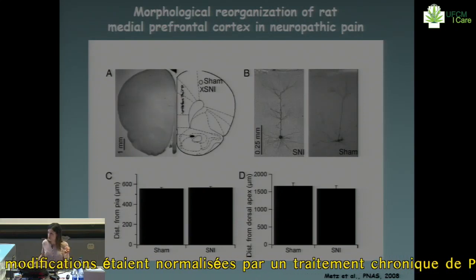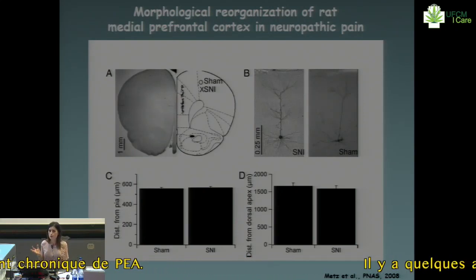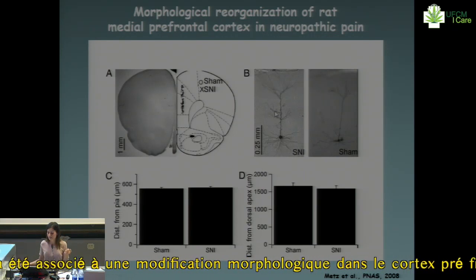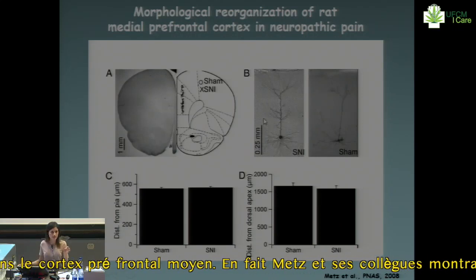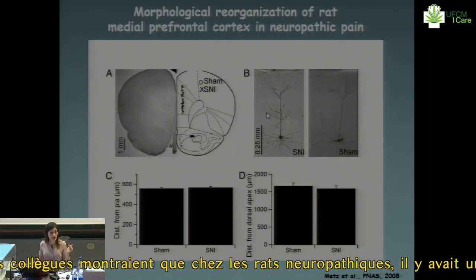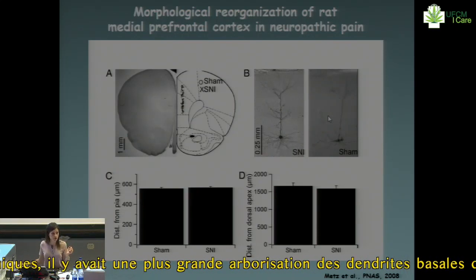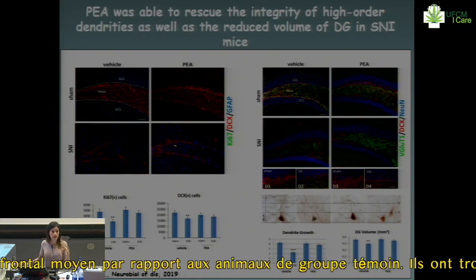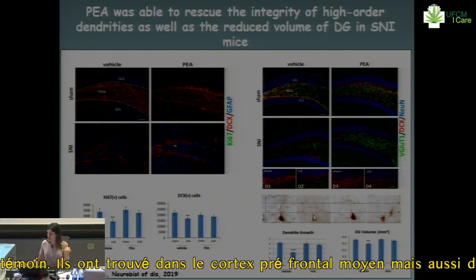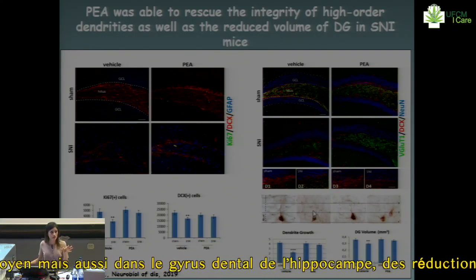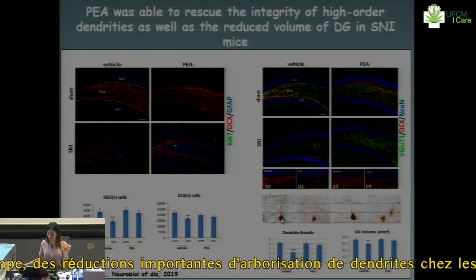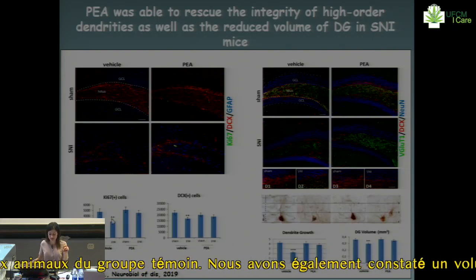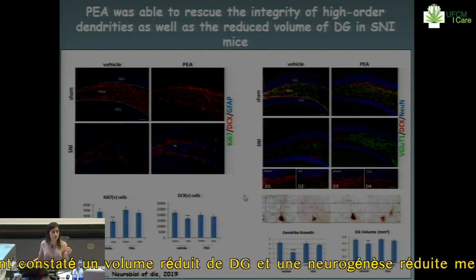A few years ago, it was demonstrated that chronic pain induces morphological modifications in the medial prefrontal cortex. Indeed, Metz and colleagues showed that in neuropathic rats there was a higher arborization of basal dendrites of neurons in the medial prefrontal cortex as compared to control animals. And as they found in medial prefrontal cortex, also in the dentate gyrus, in the hippocampus, we found an important reduction in dendrite arborization in the neuropathic rats as compared to control animals. Also, we found a reduced volume of the dentate gyrus and a reduced neurogenesis, measured by the reduced number of newborn neurons and doublecortin-positive cells.